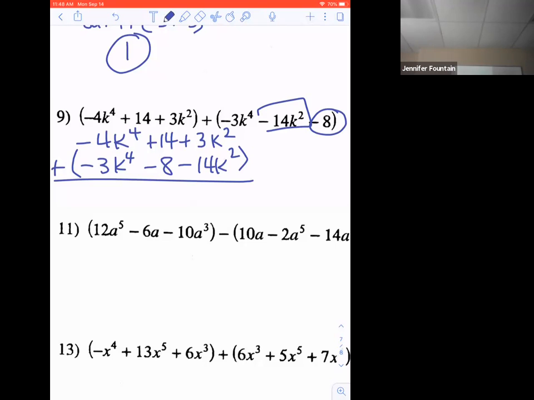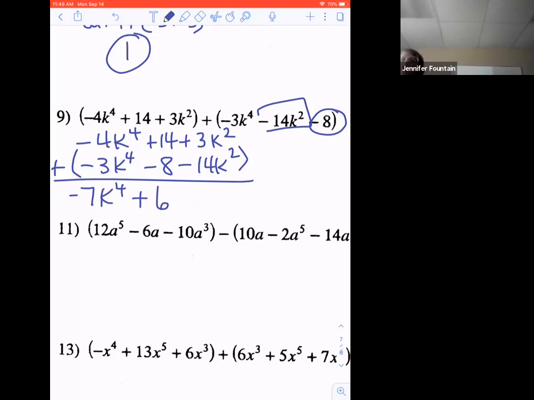So now I have negative 4k to the 4th plus a negative 3k to the 4th. What's negative 4 plus negative 3? Negative 7k to the 4th. Now I have 14 plus a negative 8. Positive or negative? Positive 6.